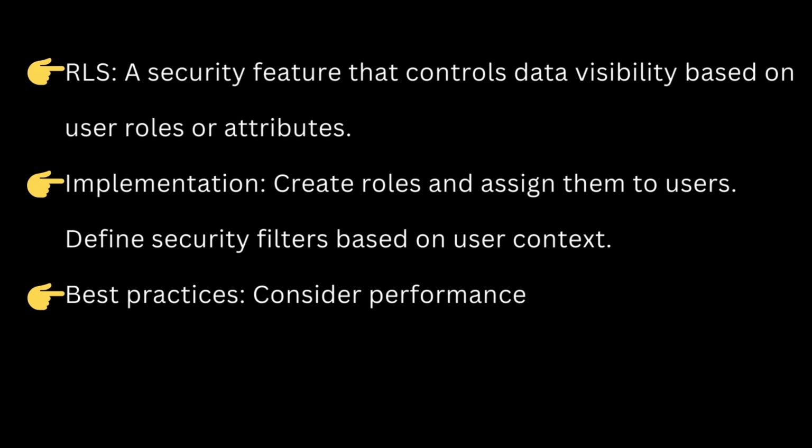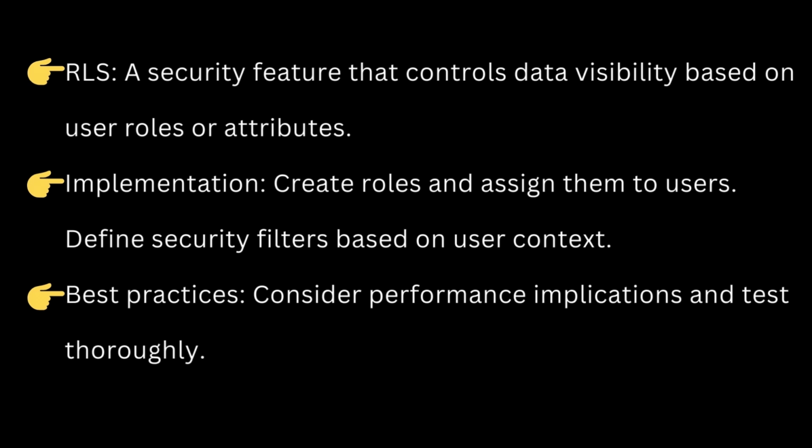Suppose there is a second person to whom you have allotted a role, then in that case you have to make sure you have done this. The best practice is that you consider the performance implications and test thoroughly whatever you have done in the RLS.